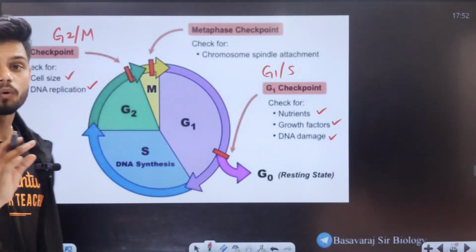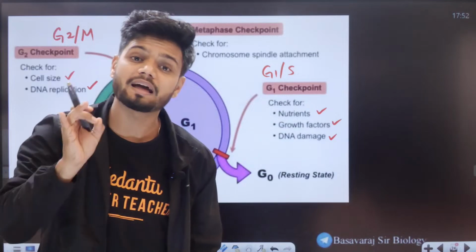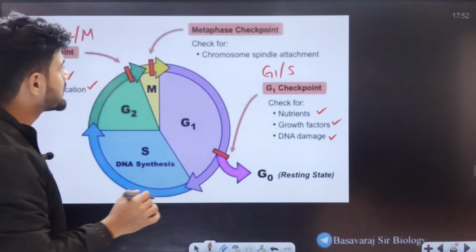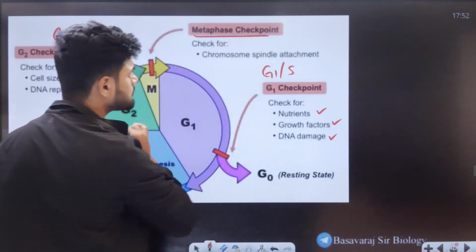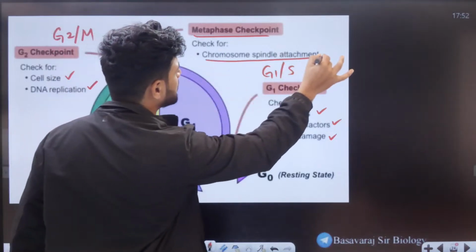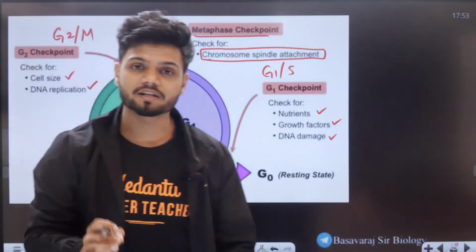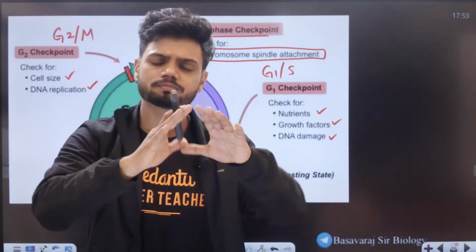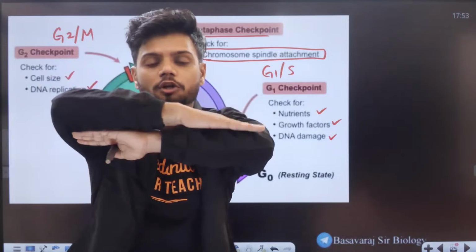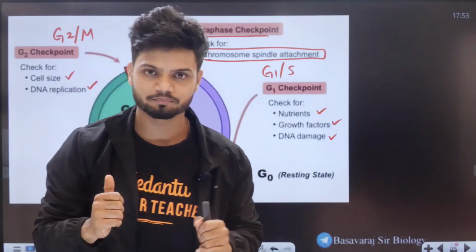Now students, there is one more checkpoint that happens after the metaphase. That is called the metaphase checkpoint. Here, chromosome spindle fiber attachment. In the metaphase checkpoint, they will check if there is a proper attachment of chromosomes on the equatorial plate.